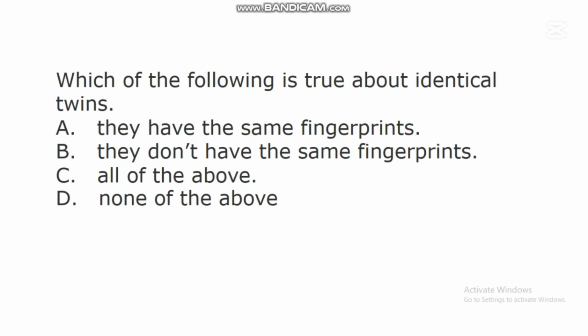The next question says, which of the following is true about identical twins? A. They have the same fingerprints. B. They don't have the same fingerprints. C. All of the above. D. None of the above. In this question, the correct answer is B. They don't have the same fingerprints.